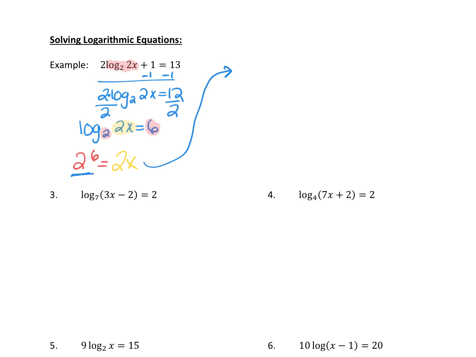So first I need to do the exponent, so 2 to the 6th power. If you type that in your calculator, you'll get 64. And then to finish solving for x, I'm going to divide. So I'm going to get that x is equal to 32.